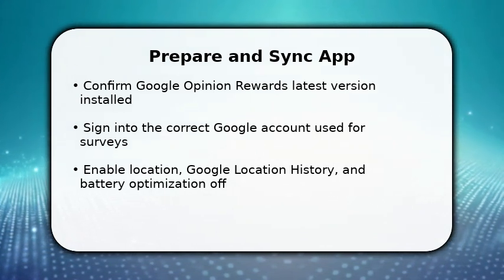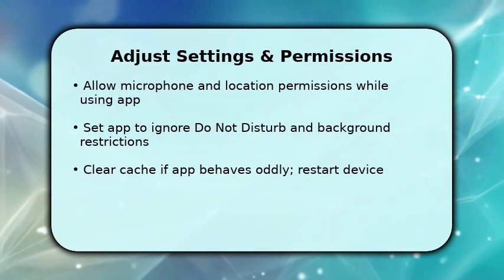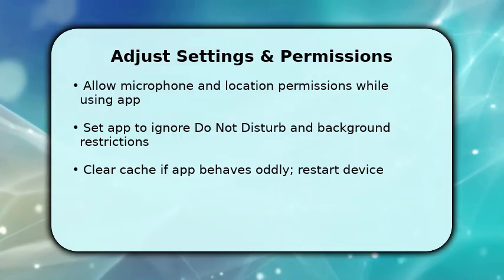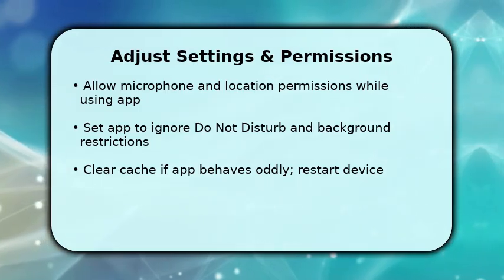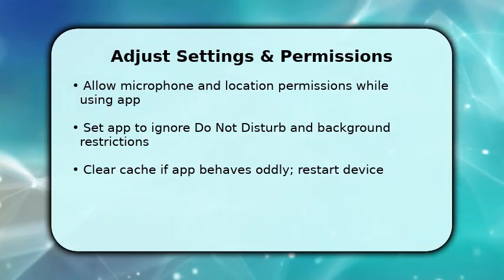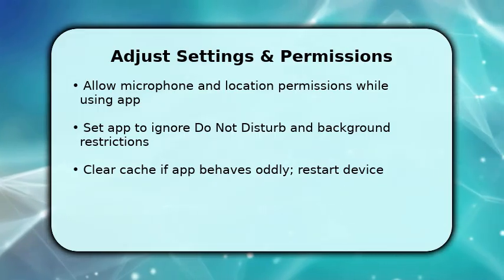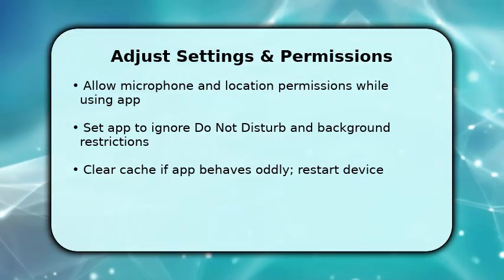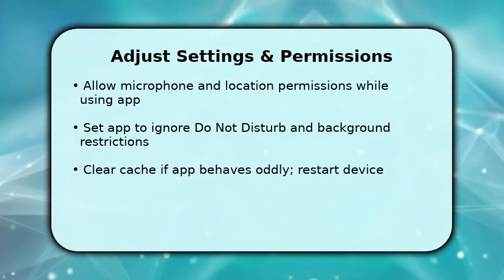Next, you handle the more complex middle steps. Review Android or iOS permission screens and grant location, network, and microphone permissions when applicable, because some prompts use context signals. Then, disable background restrictions and set the app to ignore Do Not Disturb so notifications arrive. If notifications still fail, clear the app cache, force stop, and restart your device. This refreshes tokens and can re-establish survey availability. These fixes target permission bottlenecks and notification delivery issues.